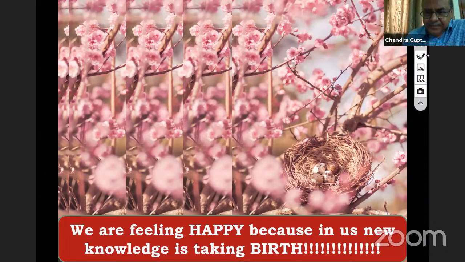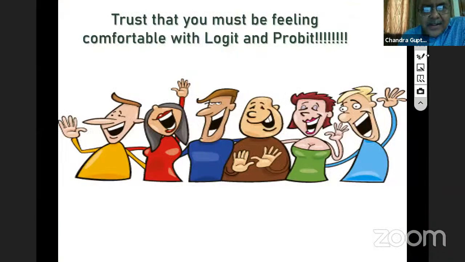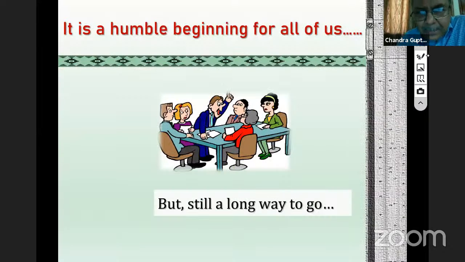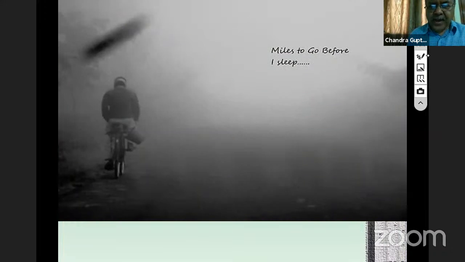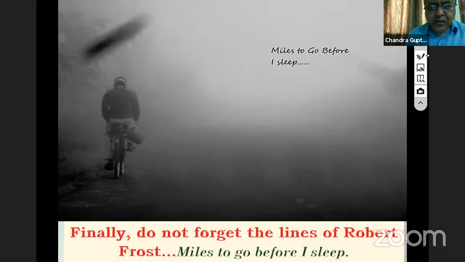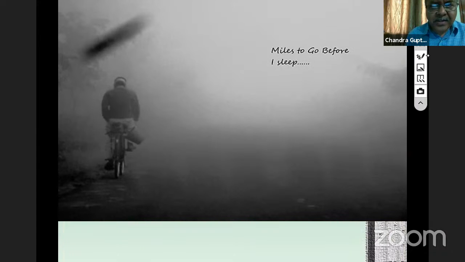Okay. Trust that you must be feeling comfortable with the logit and probit models. And please remember, it's a beginning for all of you, still a long way to go. The more you read and practice, the more comfortable you will be with all these models. Okay? Anybody else? Any questions? Don't forget, miles to go before I sleep. No substitute for hard work. The more hard work you put in, the more will be the fruit you get.